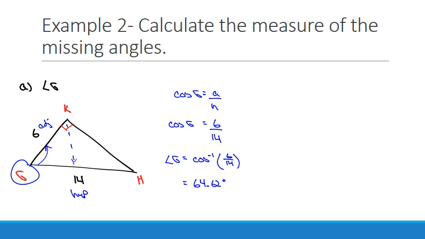64.62 degrees. And if you don't get that answer and you feel like you're doing the right thing, double check that your calculator is set to degrees and not radians. So we want it in degrees. All right, so once we've done all that, there we go. The only size of angle that could be G is 64.62. And how I know that is that if you compare your adjacent and your hypotenuse, and it happens to be 6 over 14, that's the only angle that that could be.